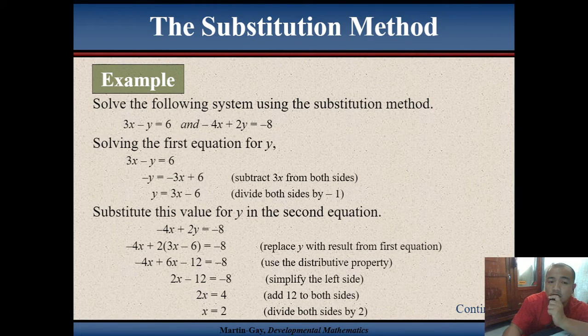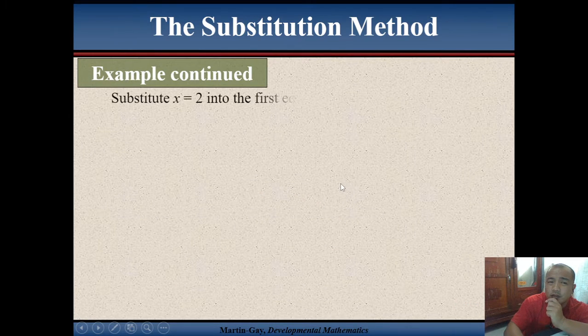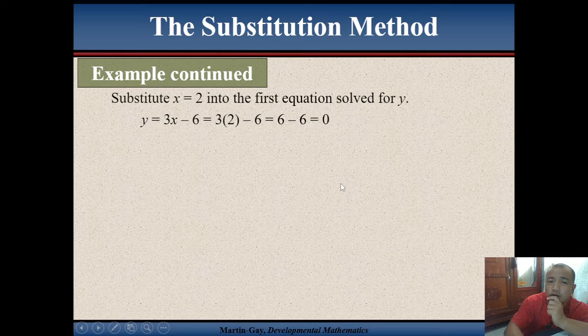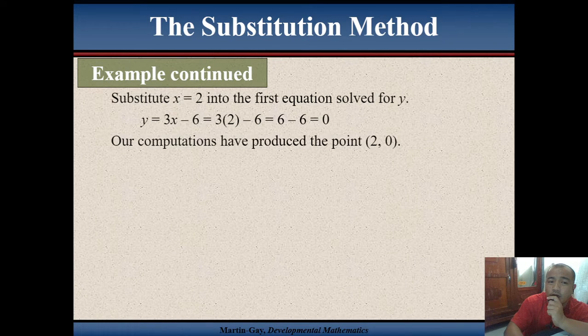Okay, so we have solved x, now we need y. How do we solve for y? Substitute x into the equation y equals 3x minus 6. Substituting x equals 2, y is 3 times 2 minus 6, 6 minus 6 is 0. So x is 2, y is 0. Our computations have produced the point (2, 0). This is now the solution, but it still needs to be verified or checked.